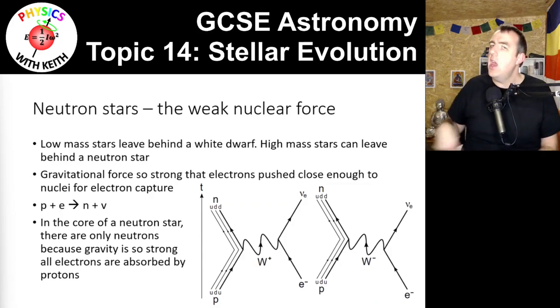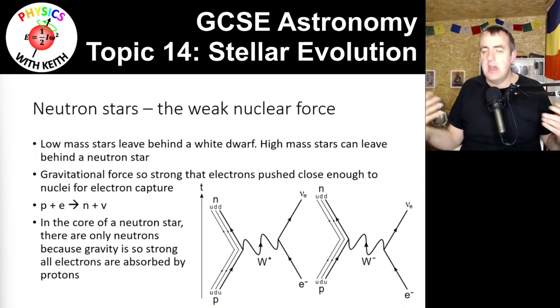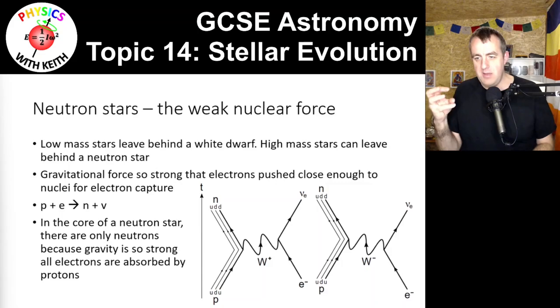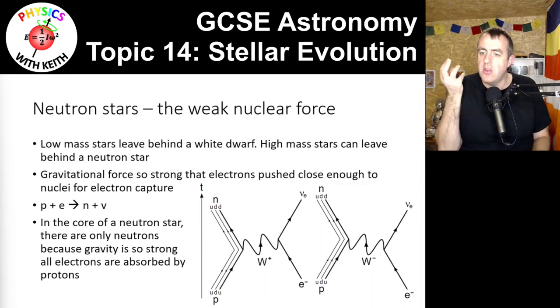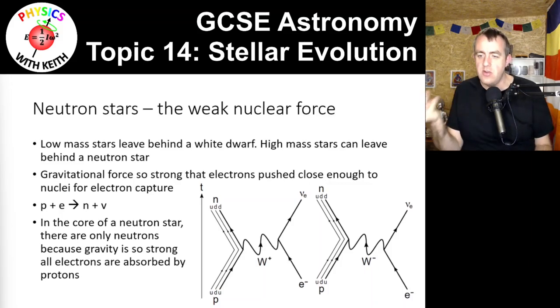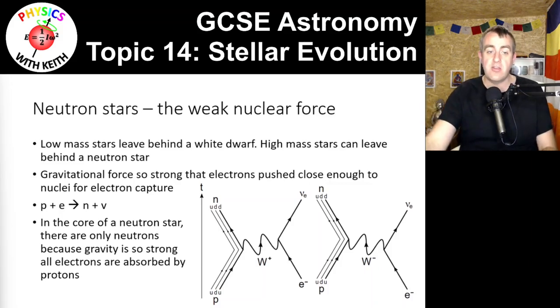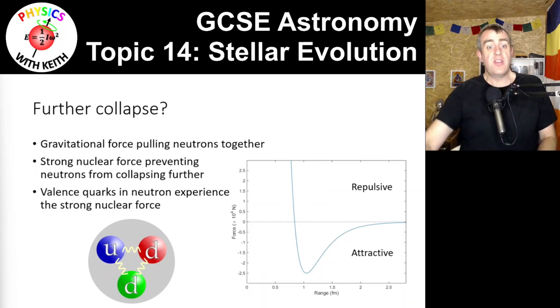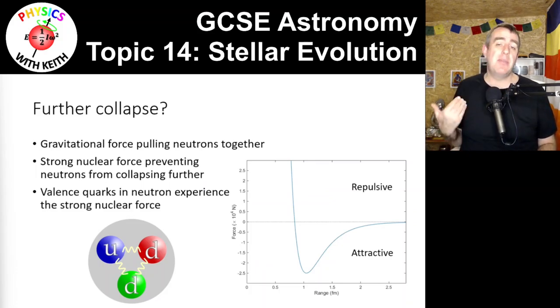Now, around the outside of the neutron star's core, you're going to still have nuclear fusion, you're still going to have all the other stuff that you get with stars, but the core of it becomes just neutronium, I guess. It just becomes neutrons, a cluster of neutrons, as those electrons get captured. So what about if I've got even more mass than that? Can we collapse down even further?